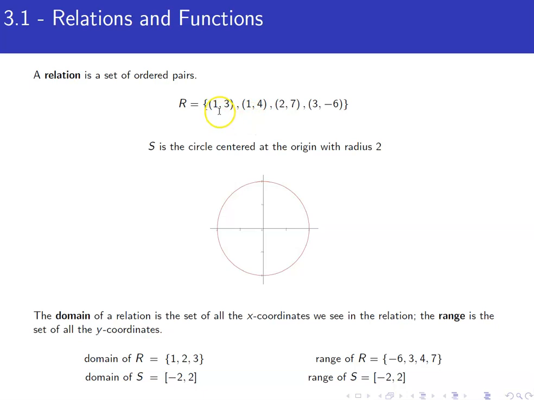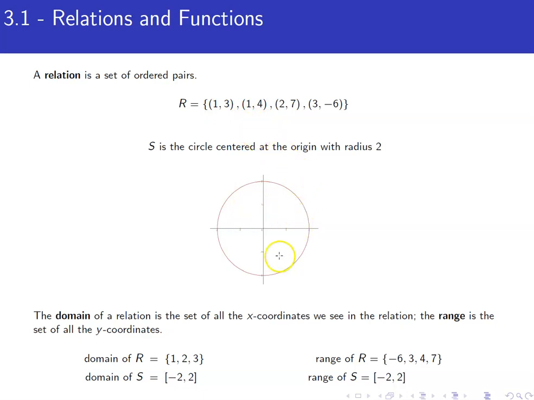Here's an x-coordinate of 1. It has 2 y-coordinates associated with it. That means it's not a function. When you plug one thing into a function, you have to get one thing back out. This one says if I plug 1 in, I get 2 different things out, 3 and 4.